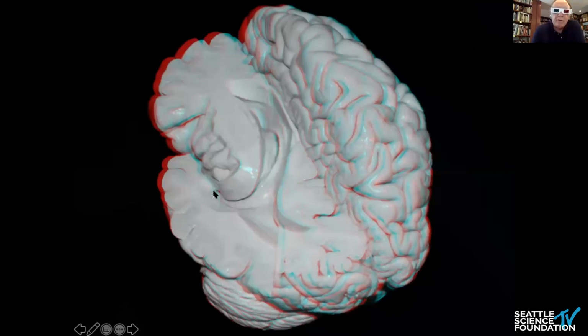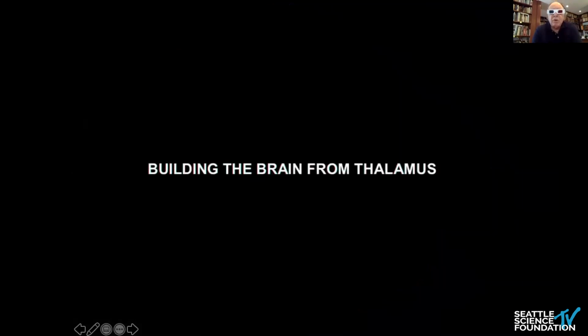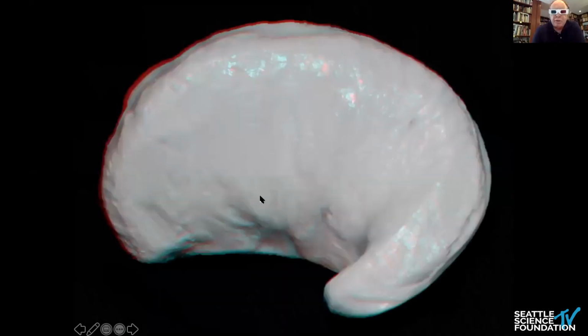And inferiorly to the thalamus, we have the inferior horn or the temporal horn. The posterior horn or occipital horn is just a posterior and very variable extension of the atrium. Some people don't even have a very significant posterior horn. So the atrium divides the ventricular cavity. So let's build the brain from the thalamus and understand all these structures.